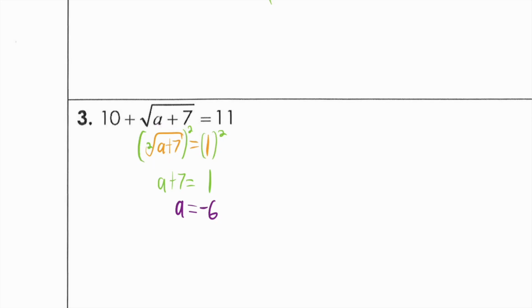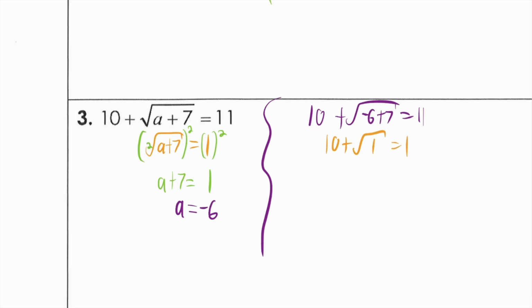So if you were to plug back in negative 6 to check, you would notice that it works out just fine. You get negative 6 plus 7 underneath the radical, which is 10 plus the square root of 1. And last I checked, the square root of 1 is just 1. And so 10 plus 1 is 11, and it works out just fine. So it's okay that our answer was negative, but what we're not okay with is if our even root were to equal a negative number.